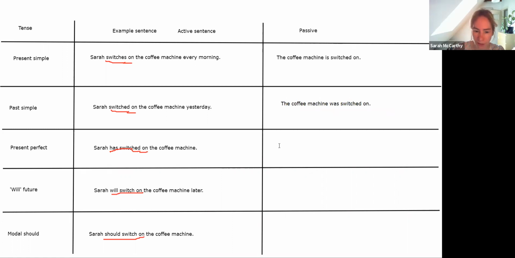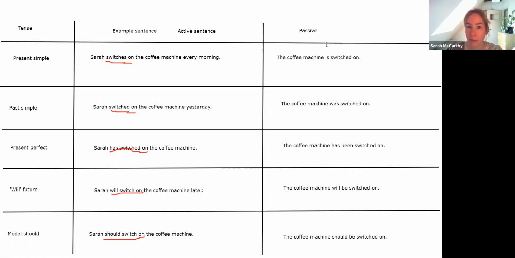Present perfect. The coffee machine has been switched on. You could say by Sarah, but we're not really interested in Sarah, so we just want to know about the coffee machine. The future: the coffee machine will be switched on later. And the last one, the coffee machine should be switched on.